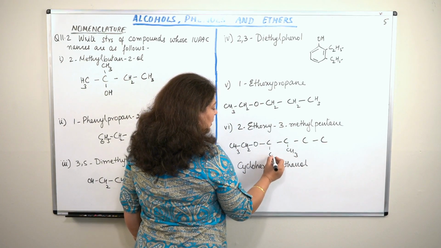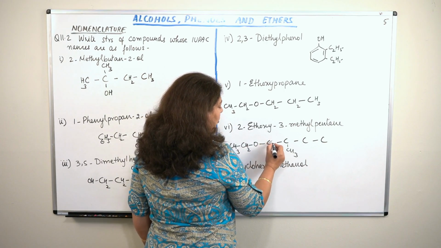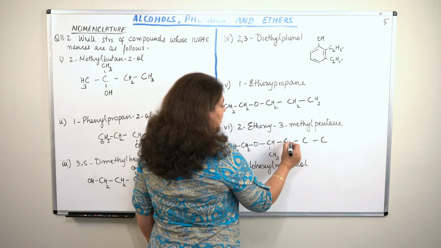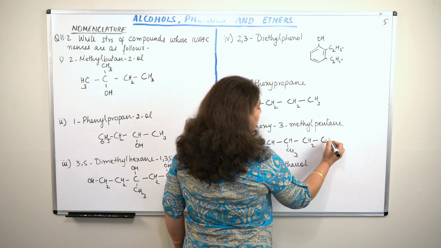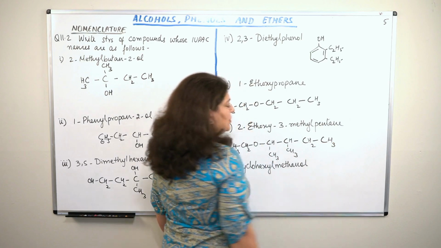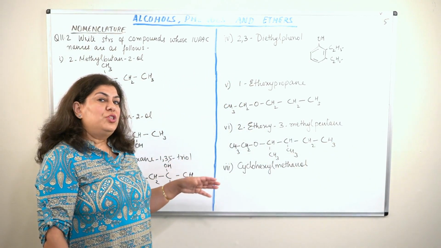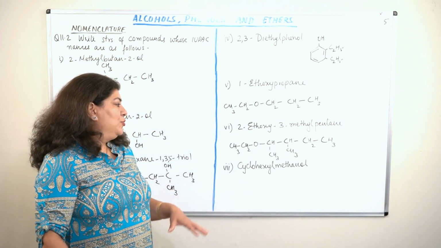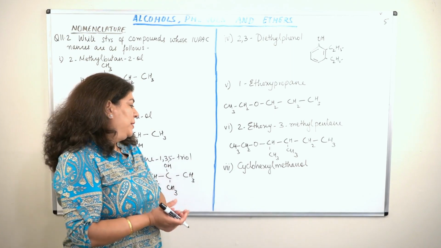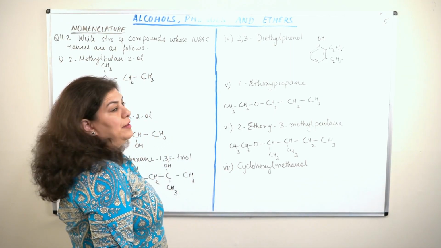This carbon forms only one bond, so it has CH3. This carbon is forming 3 bonds. It needs only 1 hydrogen. 2 bonds needs 2 hydrogens. 1 bond needs 3 hydrogens. So ultimately, with the hydrogens, you fill up all the bonds to make carbon having 4 bonds to satisfy the tetravalency of carbon. 7th, cyclohexyl methanol.